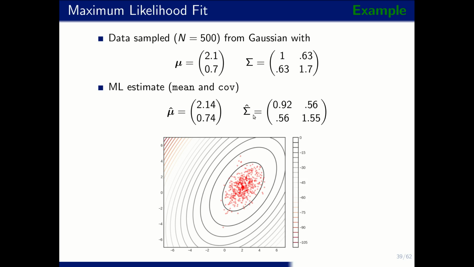And for the empirical covariance, we also see that this is pretty close. Instead of 1, we get 0.92. Instead of 0.63, we get 0.56. And instead of 1.7, we get 1.55. And here we see the data, and these contour lines are essentially the maximum likelihood fit. So yeah, great. This is how we do maximum likelihood with multivariate Gaussians.